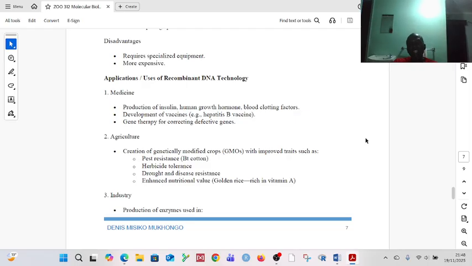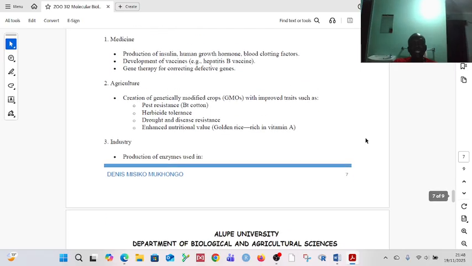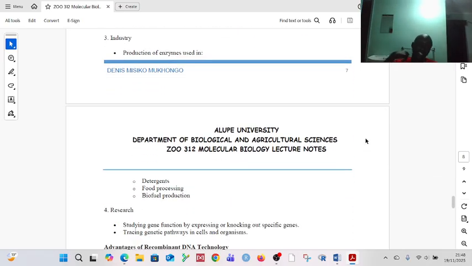Another area is industry, where you can use recombinant DNA to produce detergents, in the production of biofuels, and in food processing. The other area is research, where you want to study, for example, gene function. So you create a mutation, you stop the expression of a particular gene, or you lead to the expression, then you see how that gene functions.